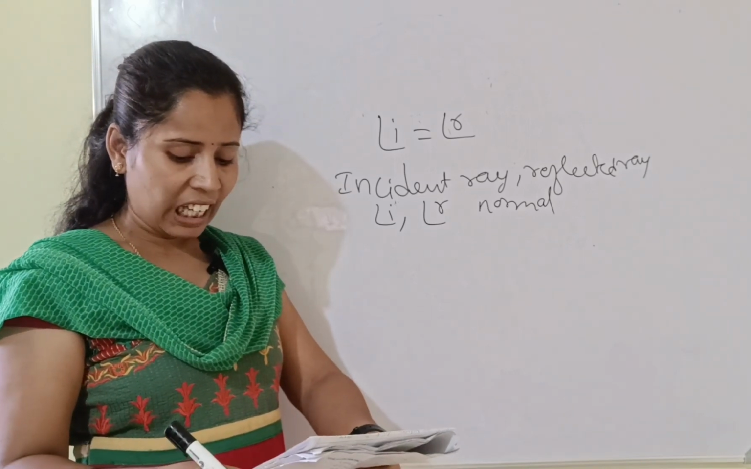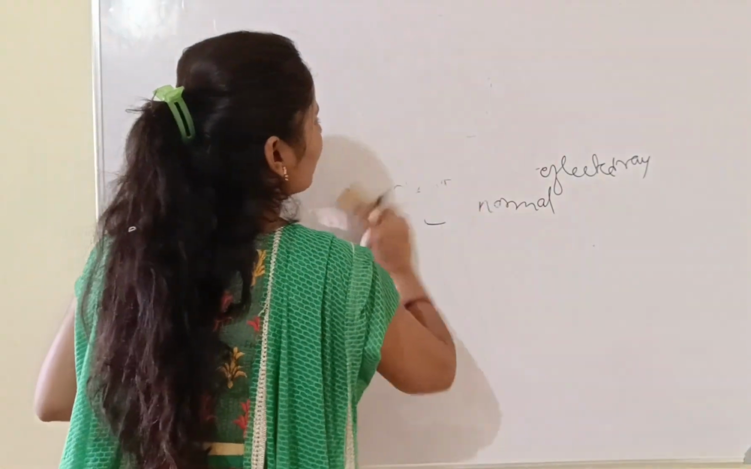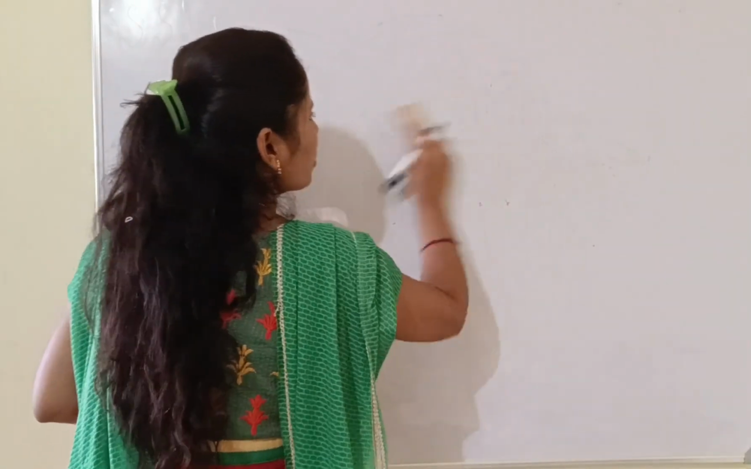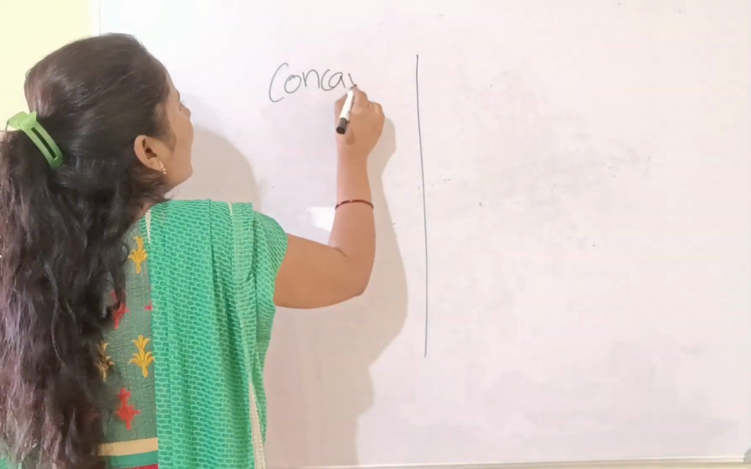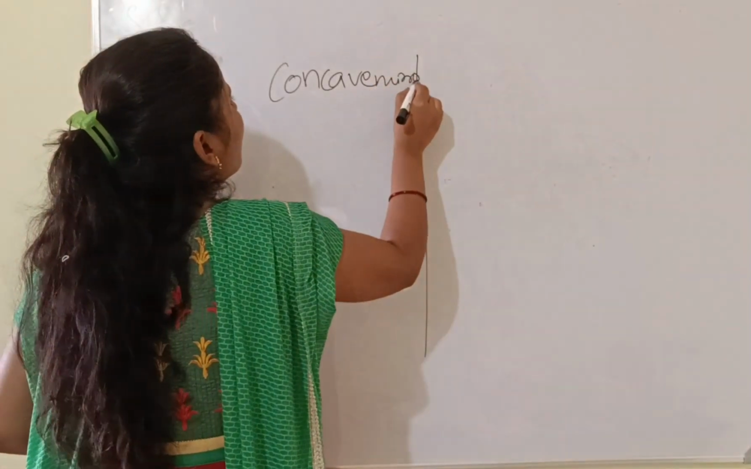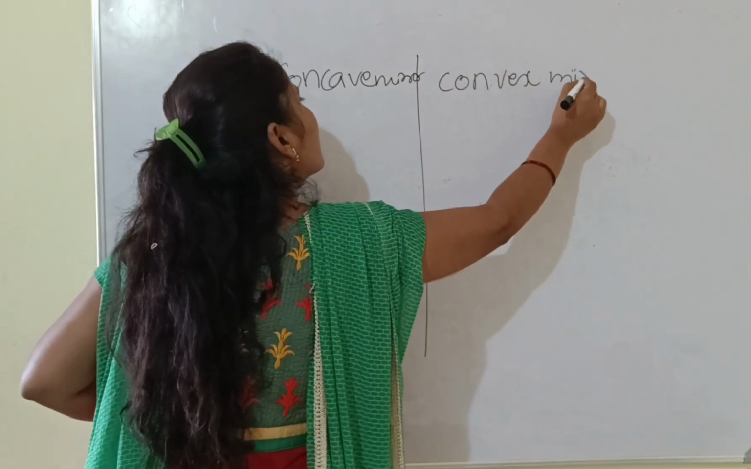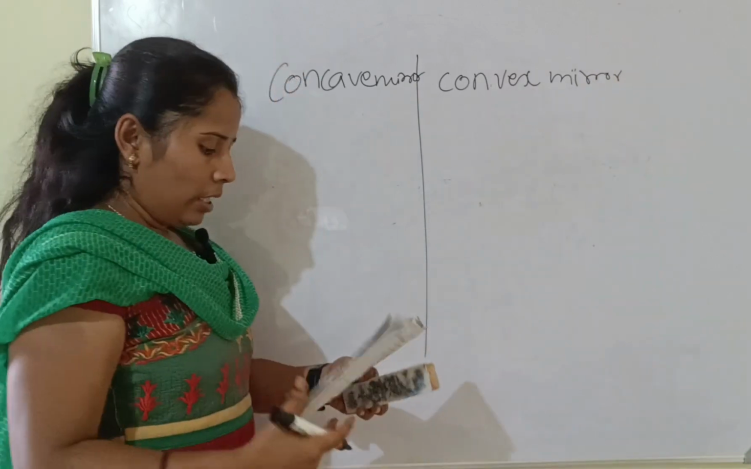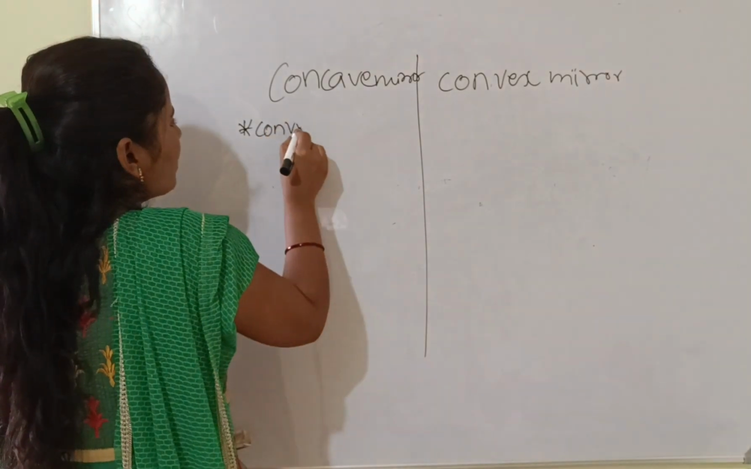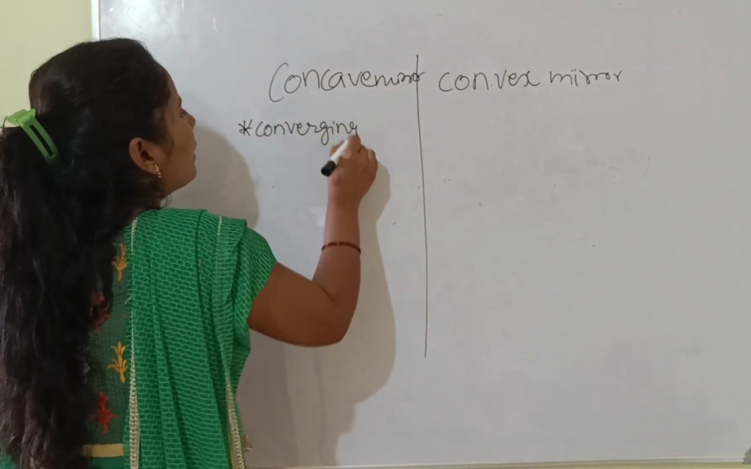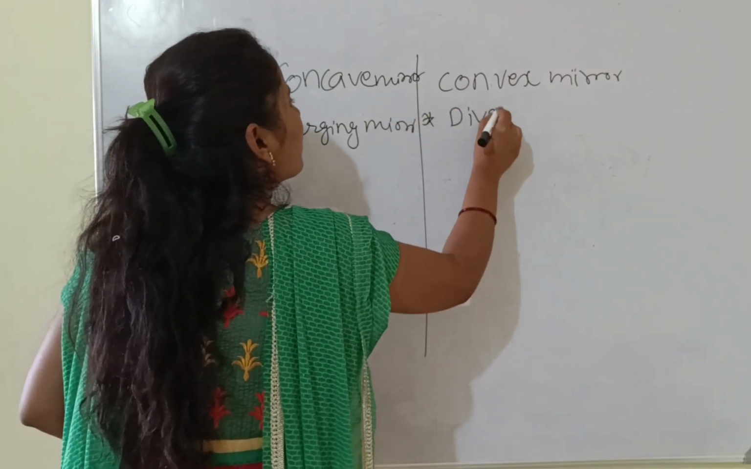Any two differences between concave mirror and convex mirror. So this is also a very easy one. Concave mirrors and convex mirrors. So first and foremost you have to put a tabular column like this. Concave mirror and convex mirror. It is a converging mirror. It converges the light rays. Converging mirror. So convex will be diverging mirror.